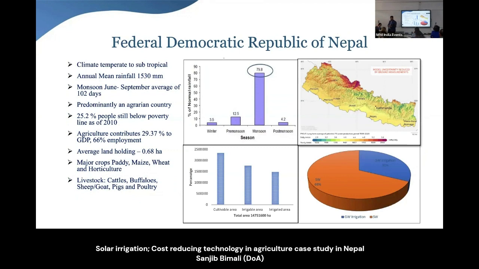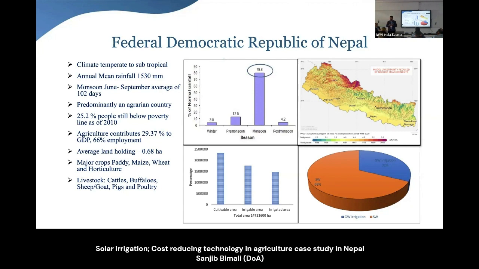The next part is the climatic condition of Nepal. It's a subtropical country with an average rainfall of 1513 mm, which lasts for 102 days from June to September. This shows that the rain is concentrated in only 3 months. Another chart shows that the total cultivated area of Nepal is around 2.3 million hectares, of which only 1.8 million hectares are irrigable, and despite that, less than 1.5 million hectares are irrigated, of which 68% is by surface irrigation and 32% is from groundwater irrigation.